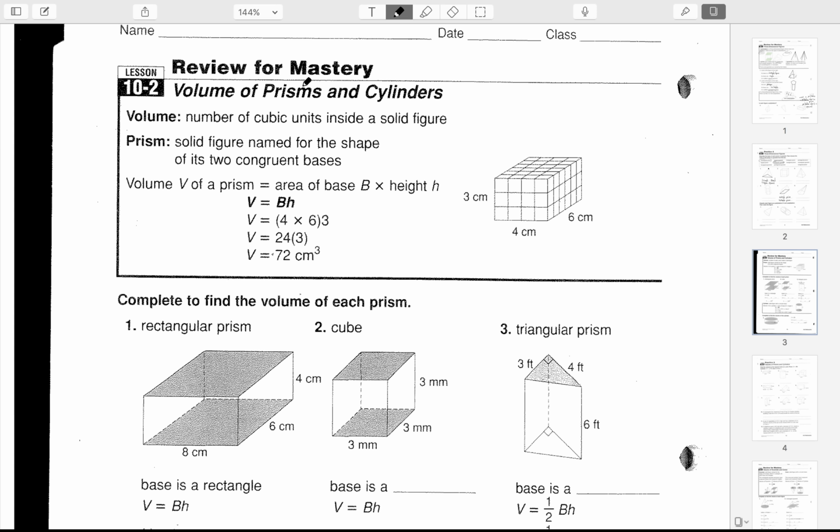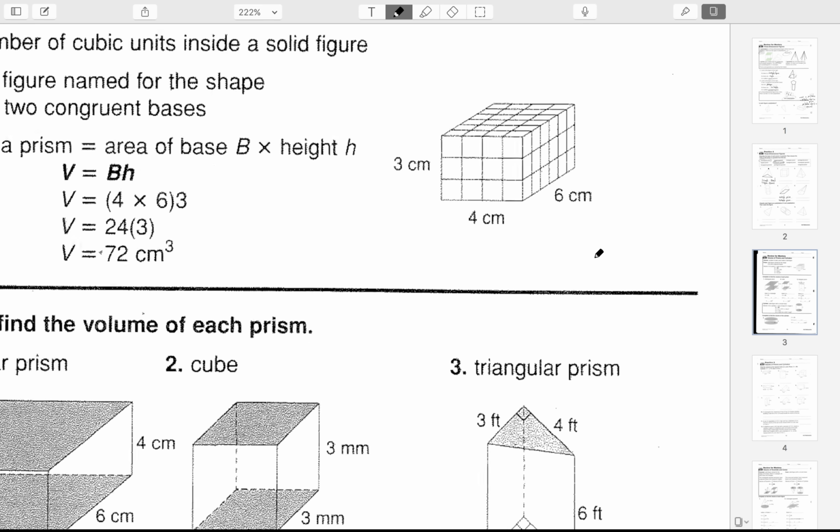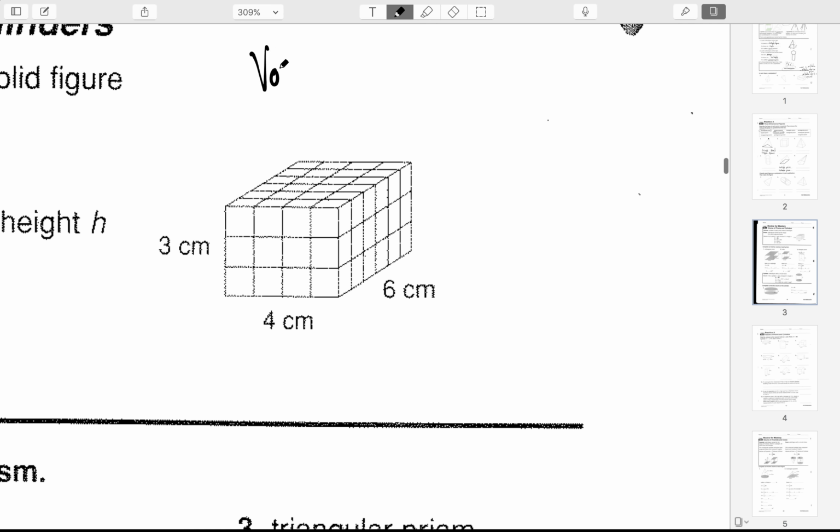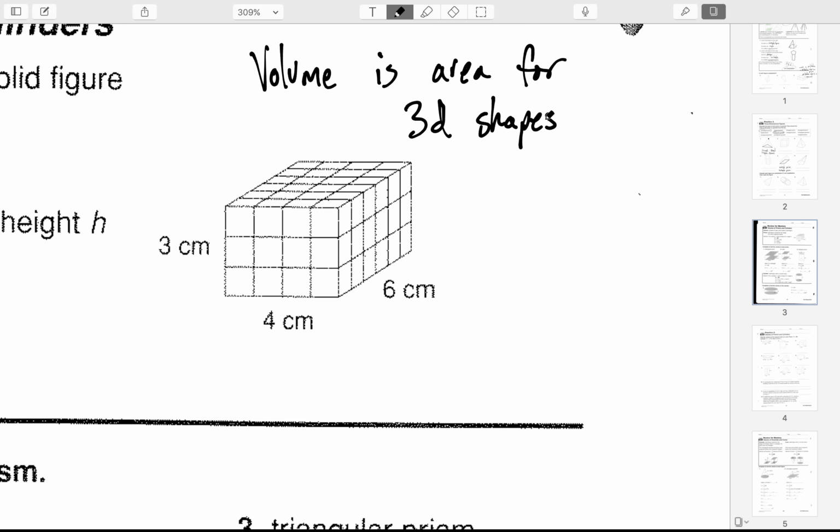So in order to do this one, what you need to do is basically know that volume is area for 3D shapes. So what I mean by that is volume is the inside.